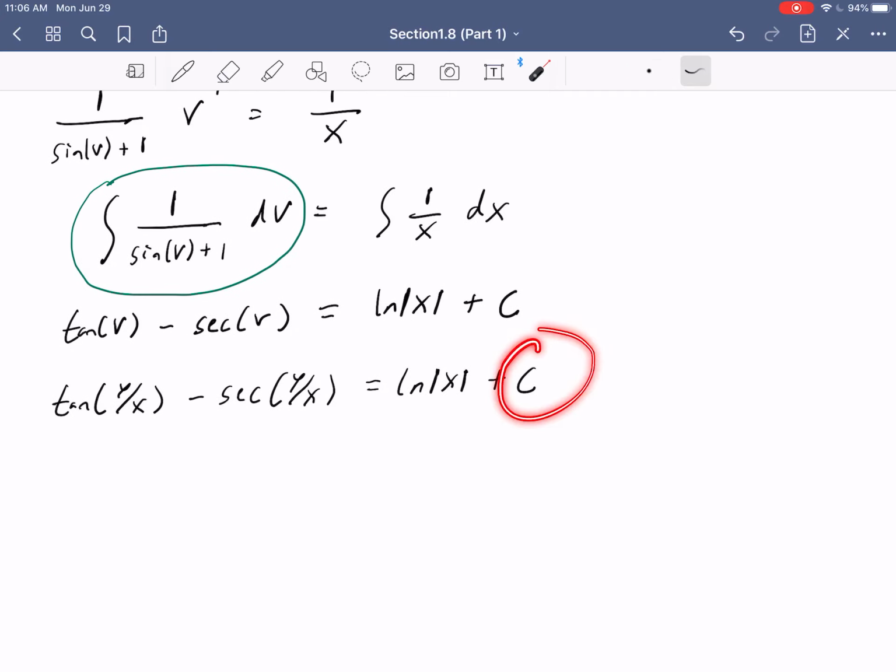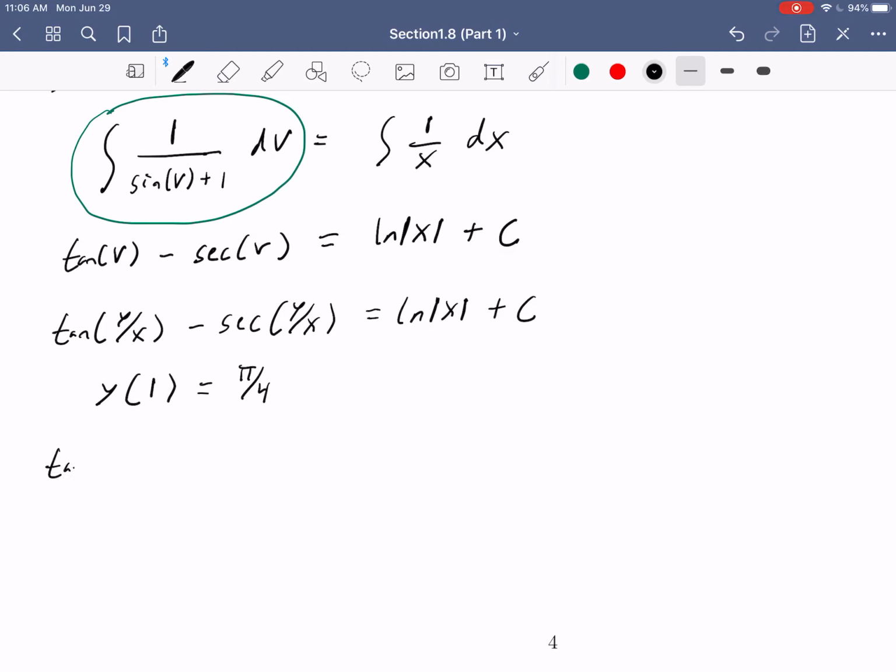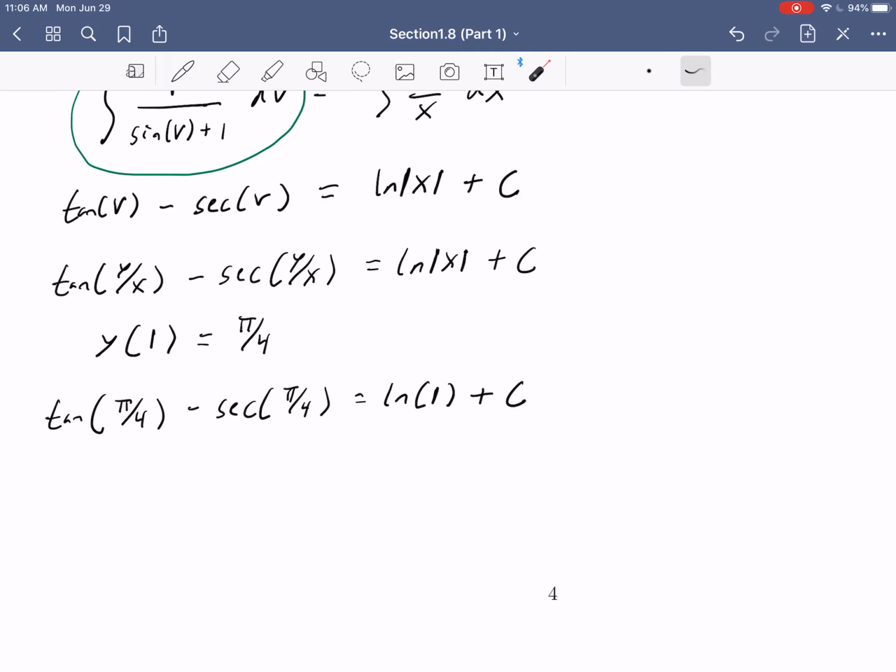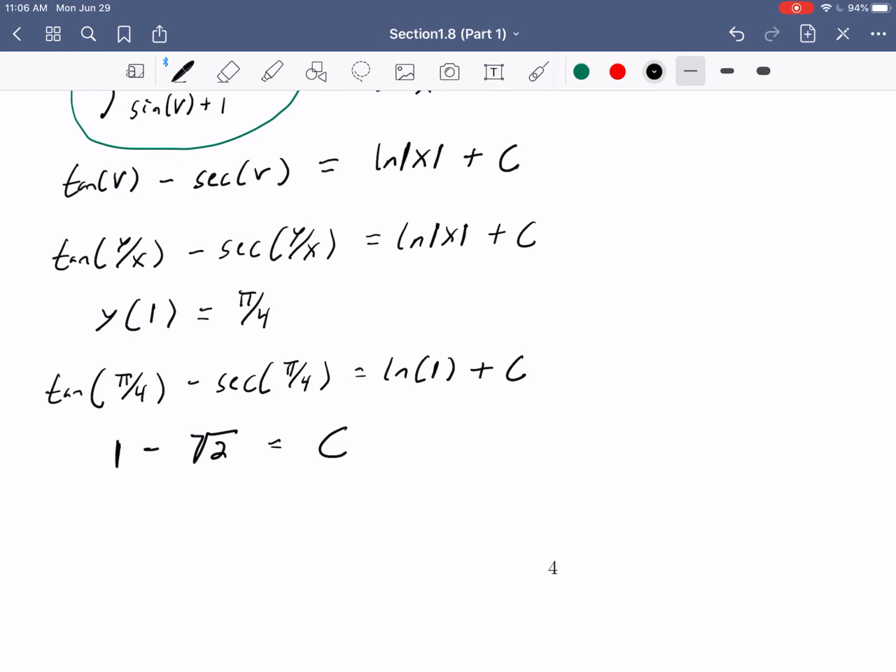Let's go ahead and solve for our c. So we have y of 1 is supposed to be pi over 4. That means we get tangent pi over 4 minus secant pi over 4 is equal to ln of 1. Can drop the absolute values because 1 is positive. Tangent pi over 4 we know is 1. Secant pi over 4 is 1 over the square root of 2 divided by 2, so that means it is square root of 2. So we get 1 minus square root of 2 is equal to c.